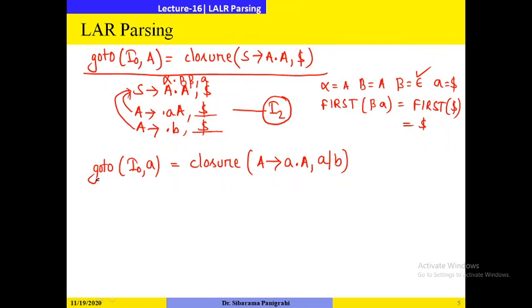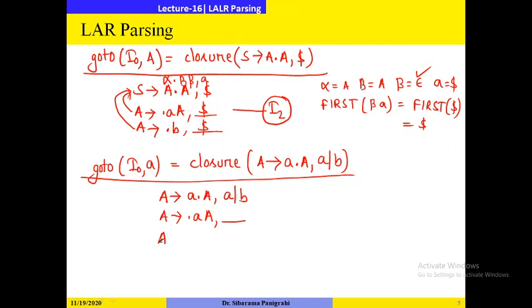While deriving the productions you have to compare with alpha dot B beta, and then find the first of beta a. So what you will get over here: A gives a dot A comma a or b. Here you have dot A, which means you have to add all the productions of A. So here you will write A gives dot A comma, we will find the lookahead symbol, A gives dot b. We have to find the lookahead symbol over here.